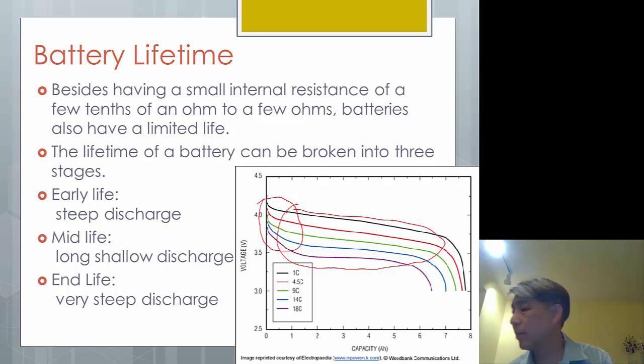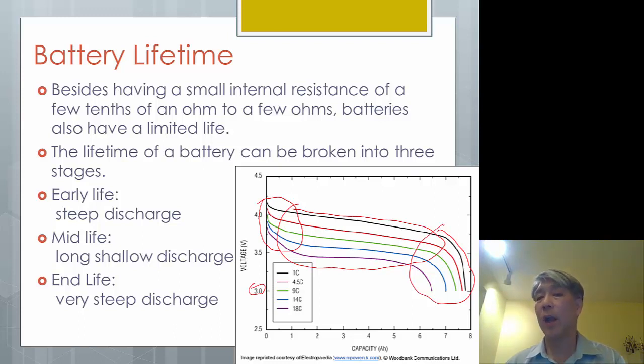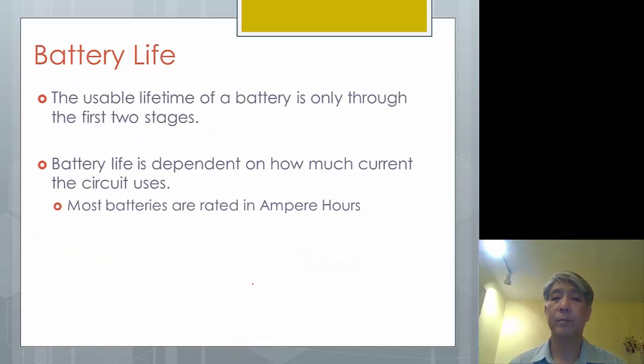Then we have the end life section, where it's really no longer usable. It's not 0 voltage if you look. We're only talking 3 volts here, which is still quite a bit. But if the circuit needed 4 volts or 3.5 volts, this is no longer good enough, and I need to go and get a new battery. So the end life is represented by this falling-off-a-cliff type of curve, a very steep discharge curve.